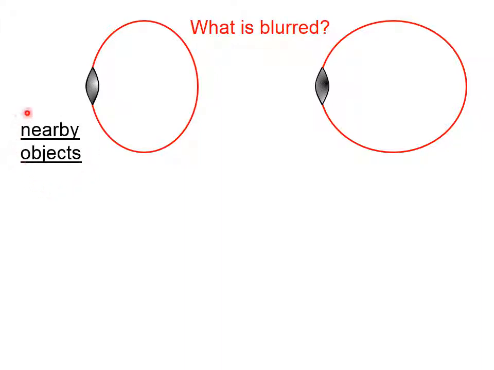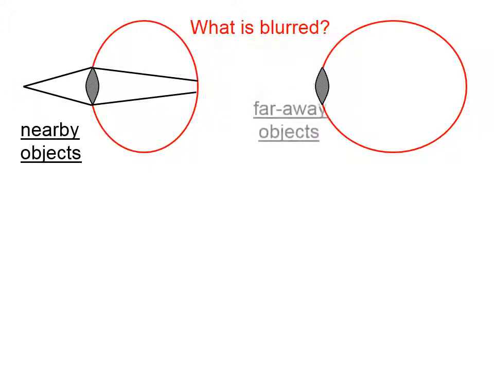Nearby objects are blurry for farsighted people, and that's because objects that are near, the light rays need to be bent, but for whatever reason, either the cornea isn't shaped properly, or for a farsighted person, their eyes are too shallow. You can see that the light rays don't converge to a sharp point at the retina. This person will see a nearby object as a blurry image.